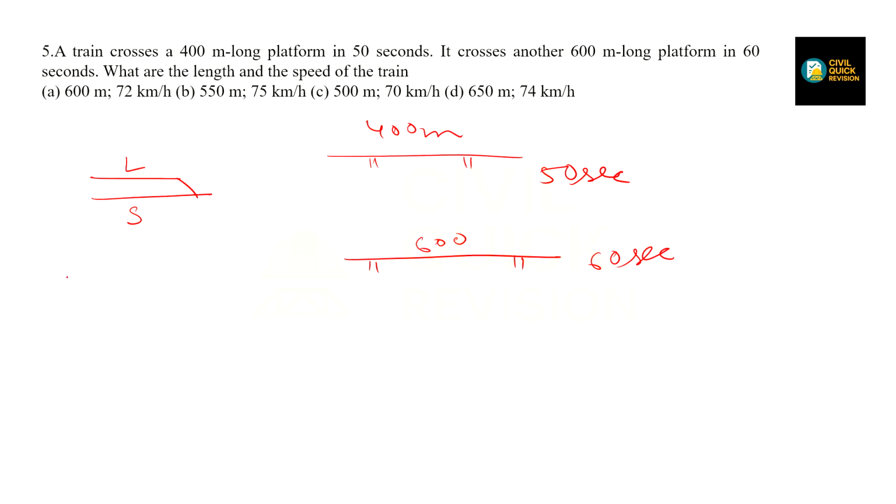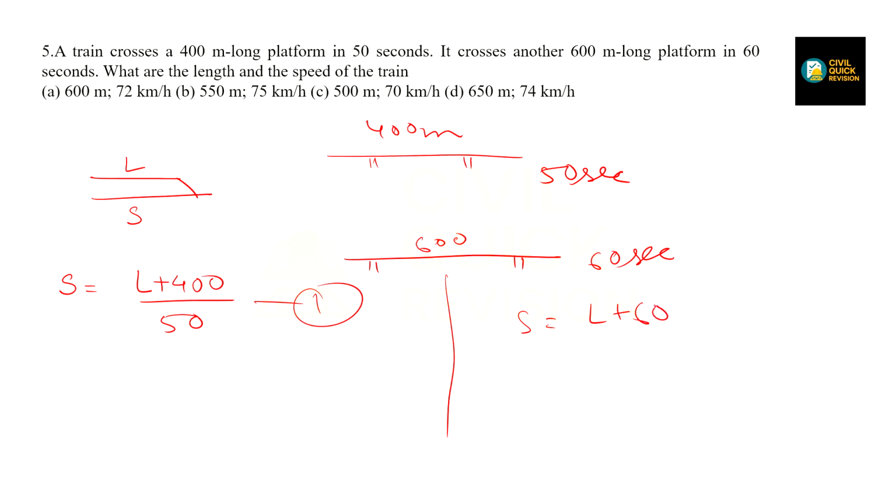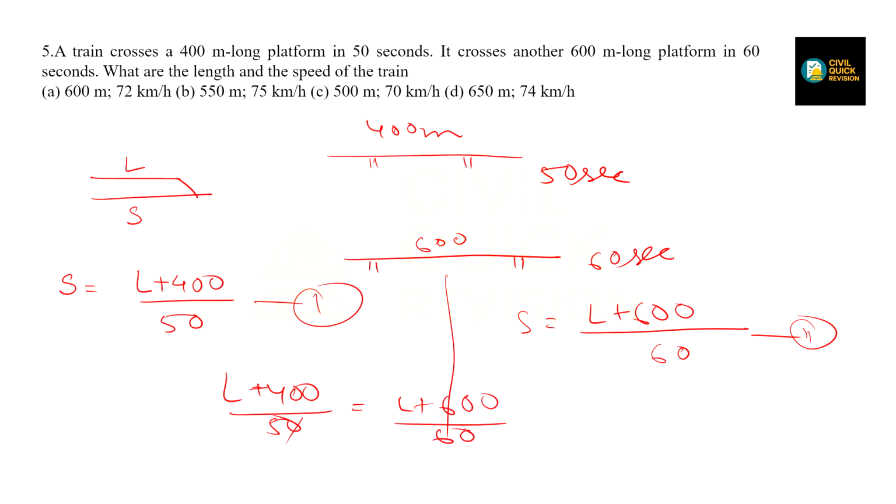Now as you see, speed is equal to length of the train. For the first case, speed is equal to length of the train plus length of the platform 400 divided by time 50 seconds. In the second case, speed is equal to length of train plus length of the 600 second platform by 60 second time. If we equate both equations 1 and 2, then L plus 400 by 50 is equal to L plus 600 by 60. You just calculate it.